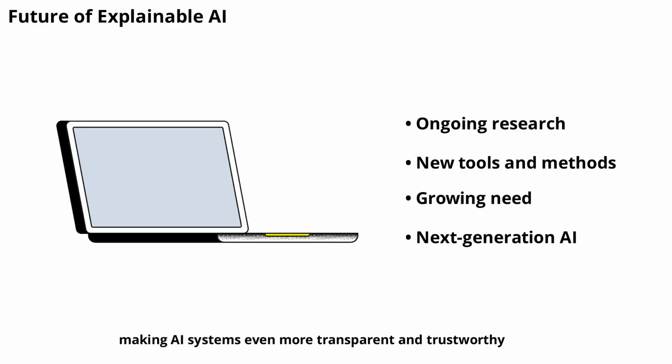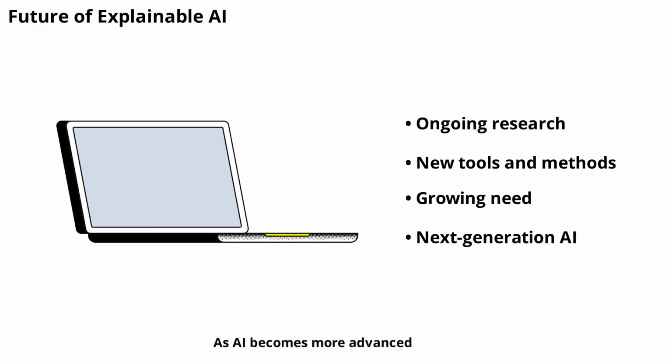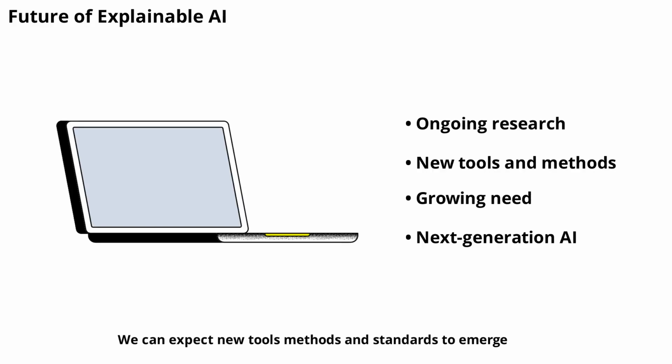The future of explainable AI is bright, with ongoing research and development aimed at making AI systems even more transparent and trustworthy. As AI becomes more advanced, the need for clear explanations will only grow. We can expect new tools, methods, and standards to emerge, shaping the next generation of intelligent systems.